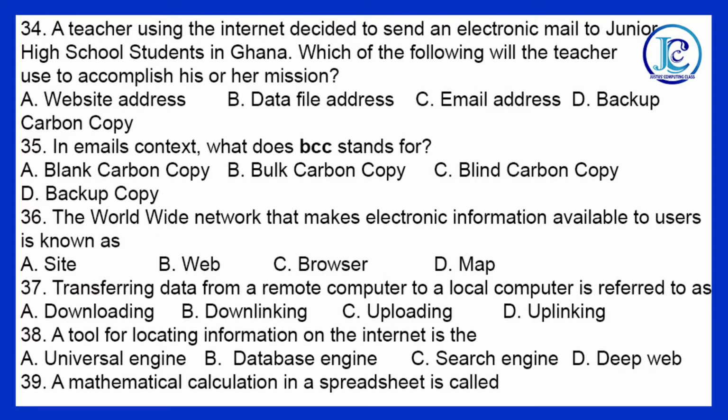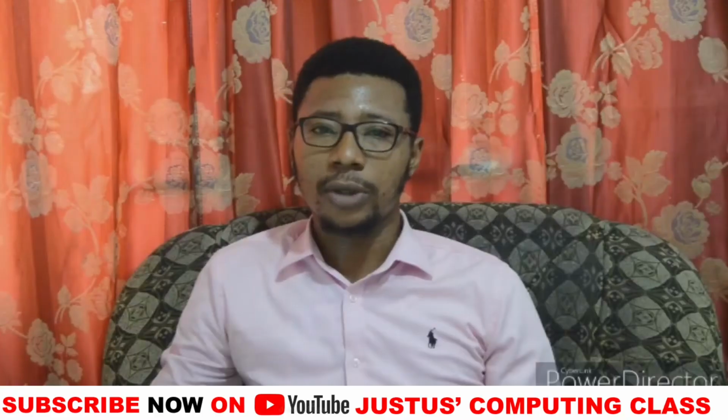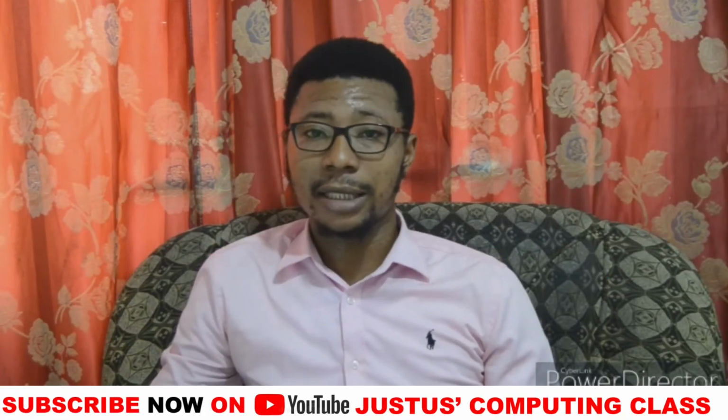Question 39. A mathematical calculation in a spreadsheet is called A. Label, B. Formula, C. Number, then D. Value. Question 40. Which of the following features in a browser enables users to fetch the latest copy of web pages? A. Refresh, B. Forward, C. Backward, then D. Stop. So that's the end of the objective. So I'll project the answers for you to mark.